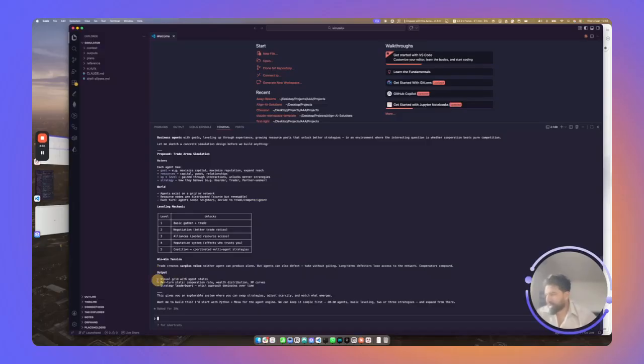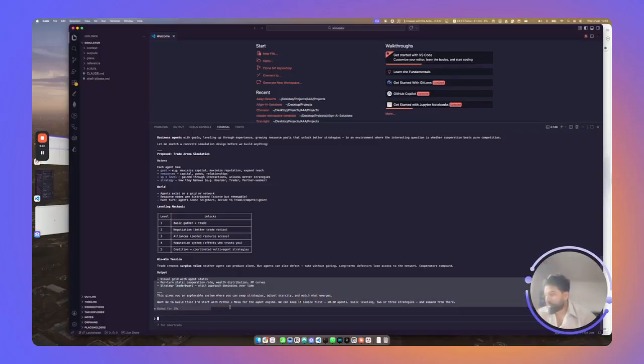So the output would be a visual grid with the agent states, per-turn stats, cooperation rate, wealth distribution, XP curves, and a strategy leaderboard showing which approach dominates over time, which is interesting. It's like agents working towards an emergent theme. This gives you an explorable system where you can swap strategies, adjust scarcity, and watch them emerge.